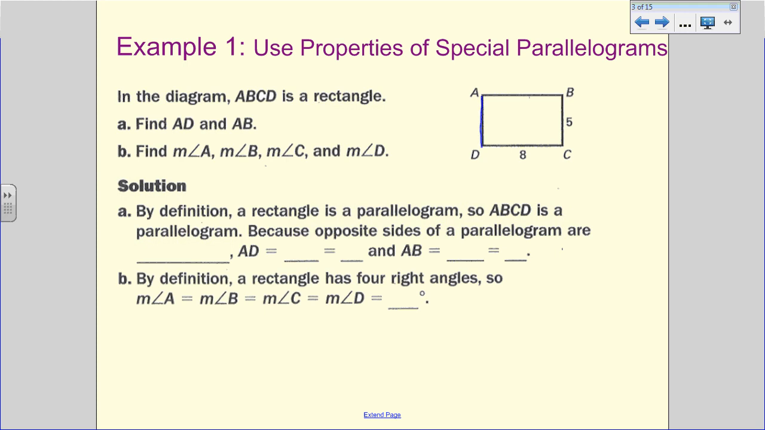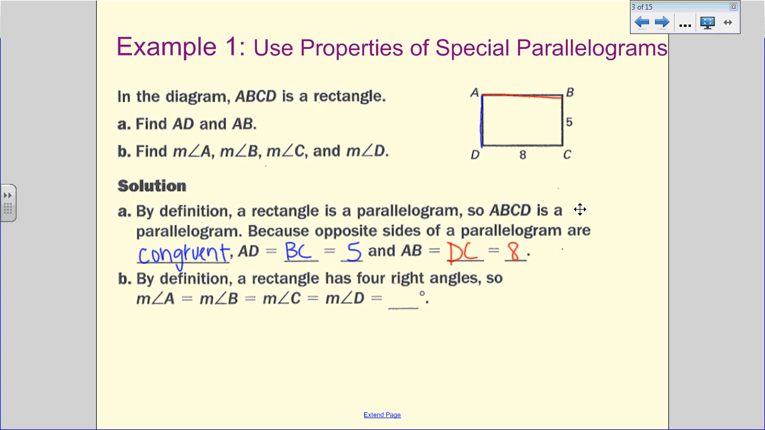AD is opposite BC, and so using the fact that it's a parallelogram, we know that it still has to be 5 because the opposite sides of the parallelogram are congruent. And so AD equals BC, the side opposite of it, which is 5. We know AB is opposite DC, which equals 8. So we're still able to use those same properties that we used earlier in the chapter.